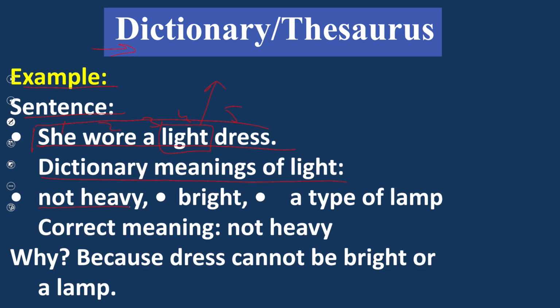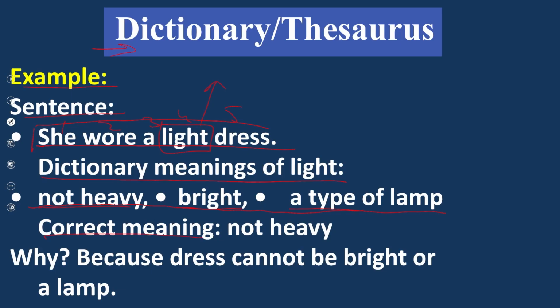First of all, not heavy. This is the first meaning. Light means not heavy, a thing that is not heavy. And light also means bright, colorful, and also a type of lamp. Light is also a type of lamp. Now, we have these 3 possible meanings which we get from the dictionary.